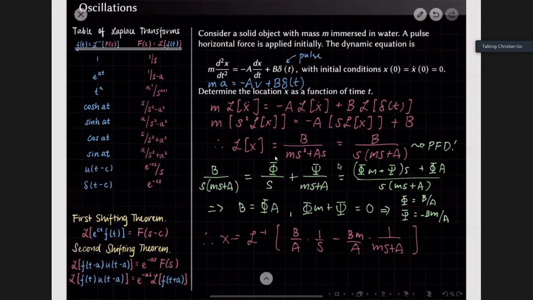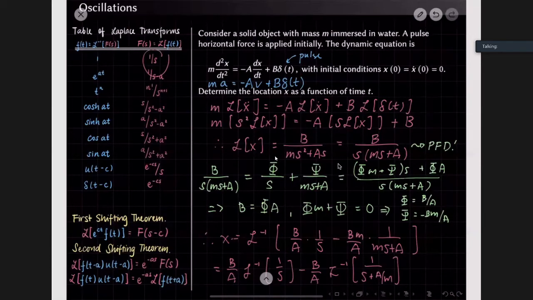This is just b over a, I can factor out, times the inverse Laplace of 1 over s, minus b over a, I can factor out, and then I can distribute the m in to cancel out, to make my denominator more clean. 1 over s plus a over m. Oh, and nice. We have terms whose inverses we know. 1 over s just becomes 1, and 1 over s plus a over m just becomes an exponential.